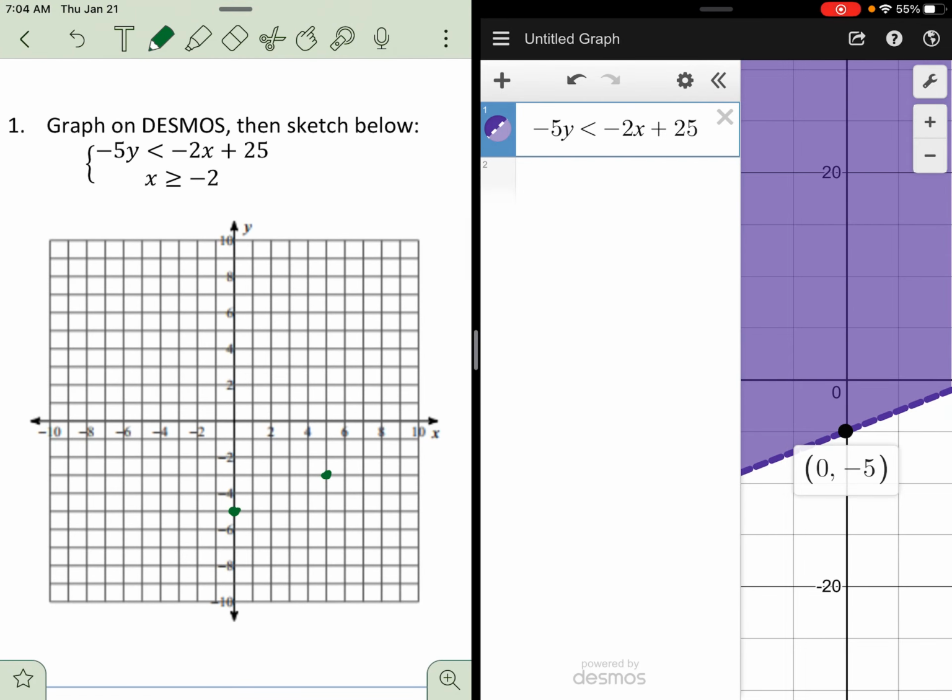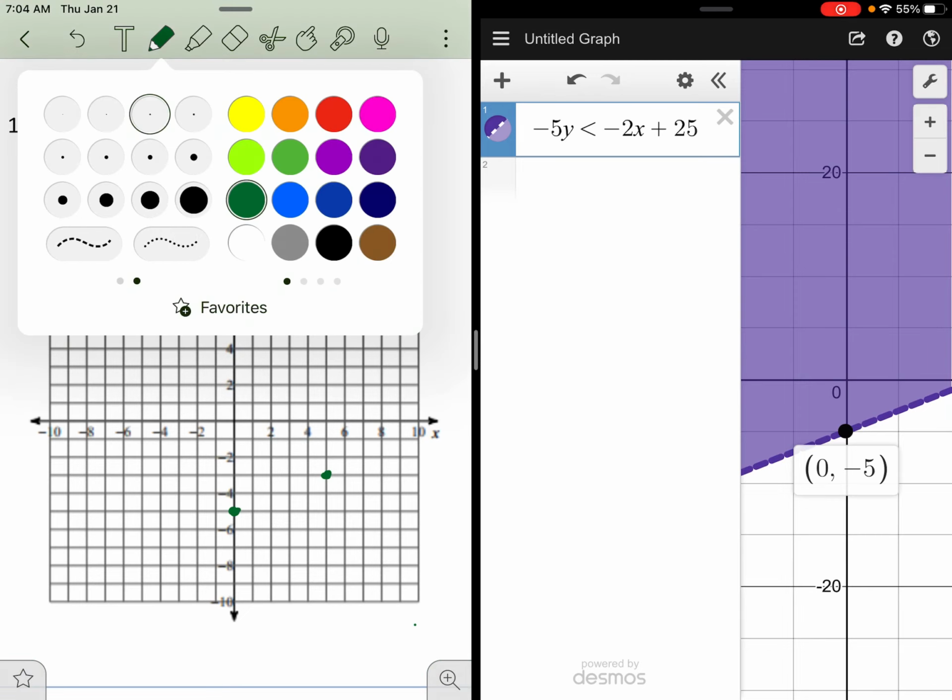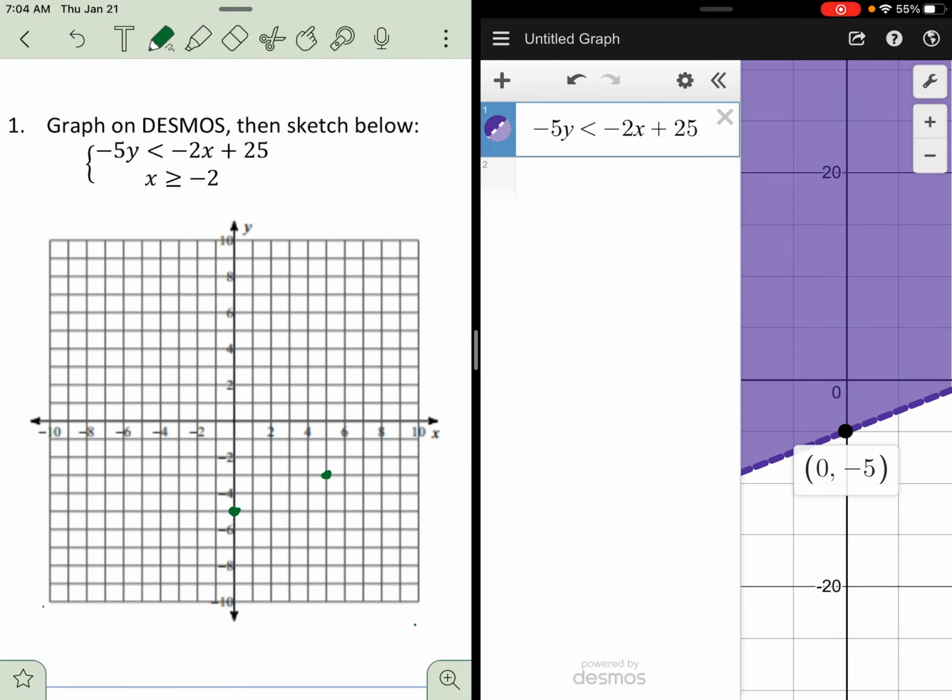All right, and that's pretty good right now. We're just going to use 2 lines. Okay, and that is a dotted line because, again, it's a less than symbol. Dotted line.